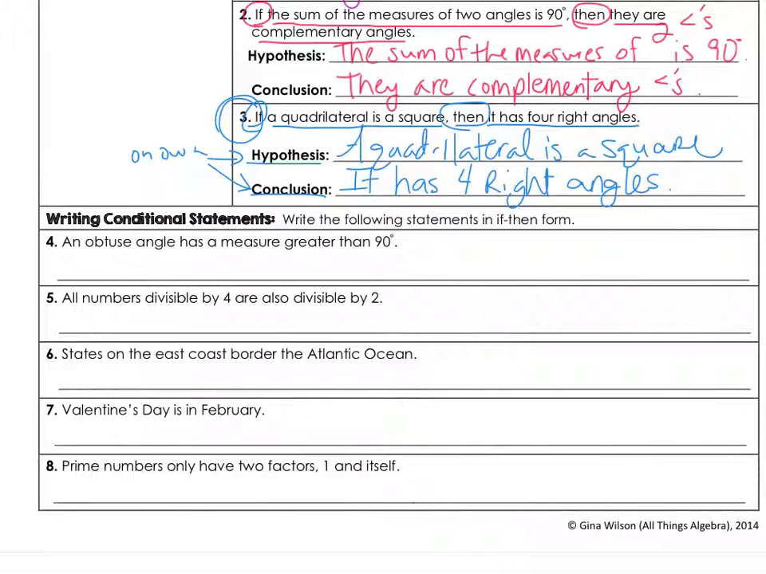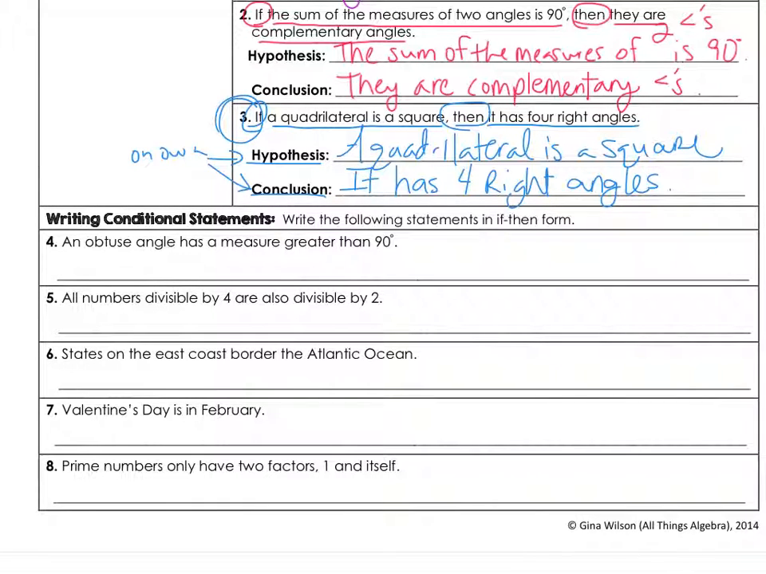What we're going to do next down here is write conditional statements. We're going to write the following statements into if-then form. If you notice, there's no if and then written in here. So we have to figure out what is the hypothesis, what is the conclusion, what happens first, what happens second, and we need to write out our if-then sentence. With this first one, an obtuse angle has a measure greater than 90 degrees. This means that if we have an obtuse angle, then we know that the measure is going to be greater than 90 degrees.